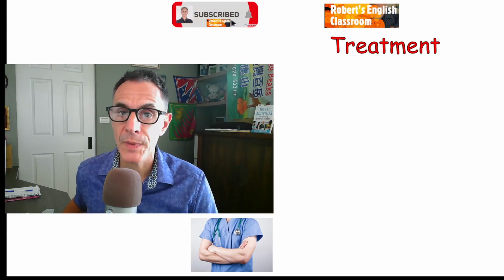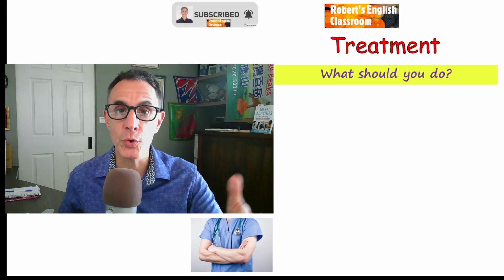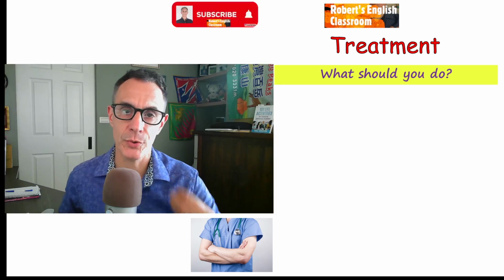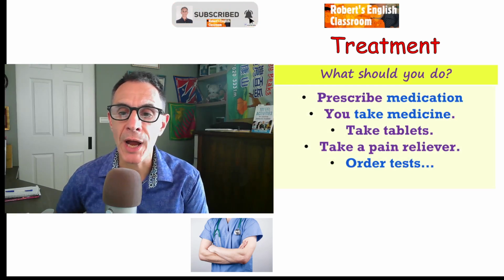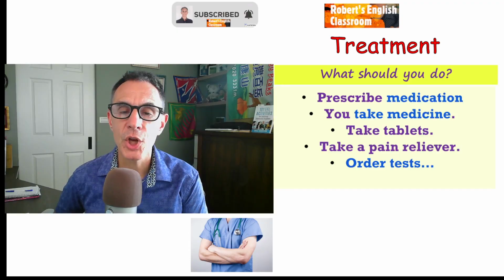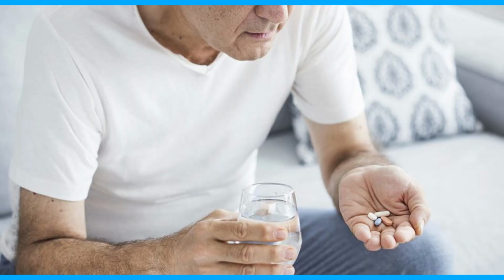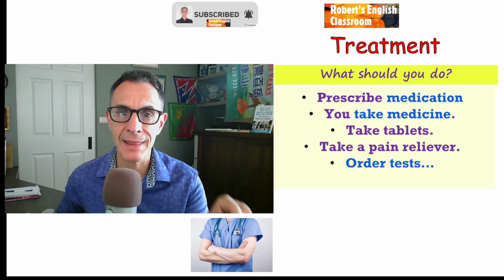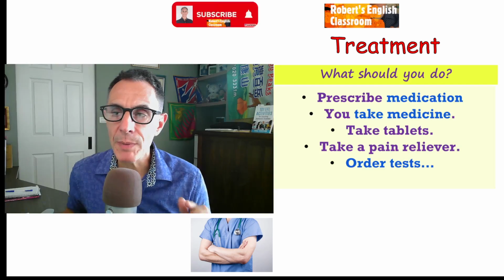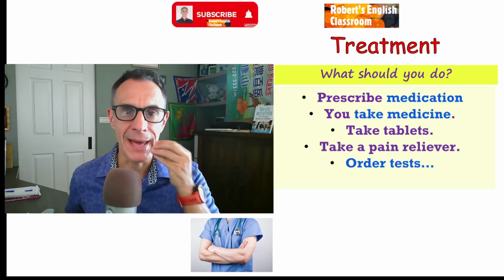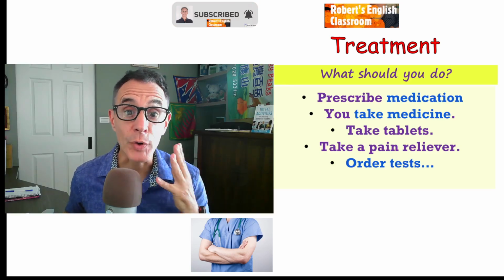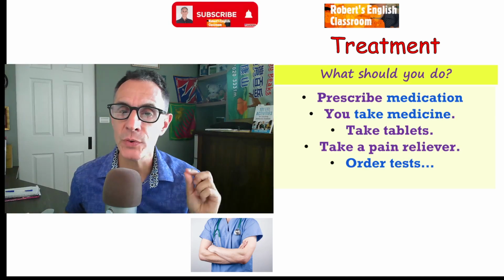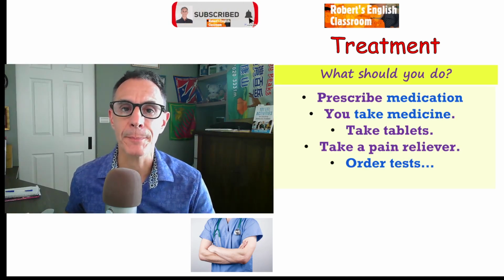Treatment. So the treatment is what you should do, what the doctor tells you to do. So the doctor may prescribe medication. That means the doctor tells you, I want you to take this medicine. Now, remember, in English, we don't say eat medicine. We take medicine. Take it. That means drink it or eat it. But we use take, not eat, not drink.